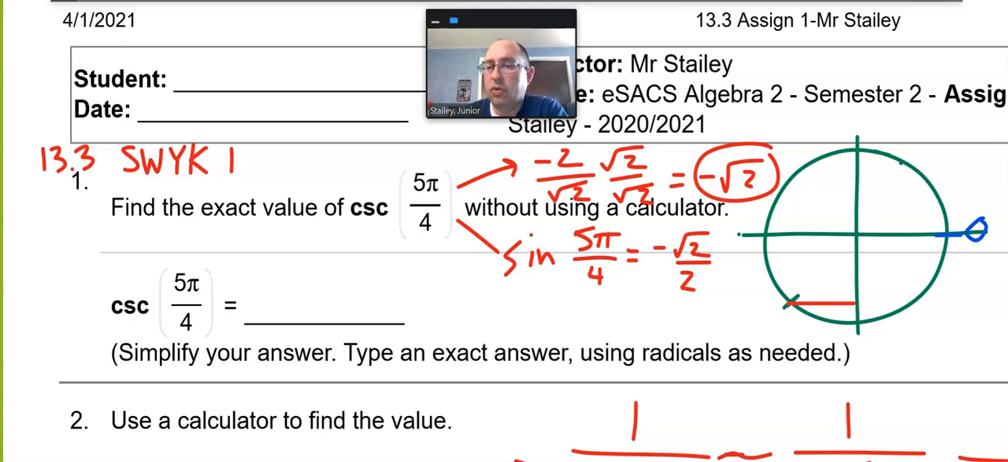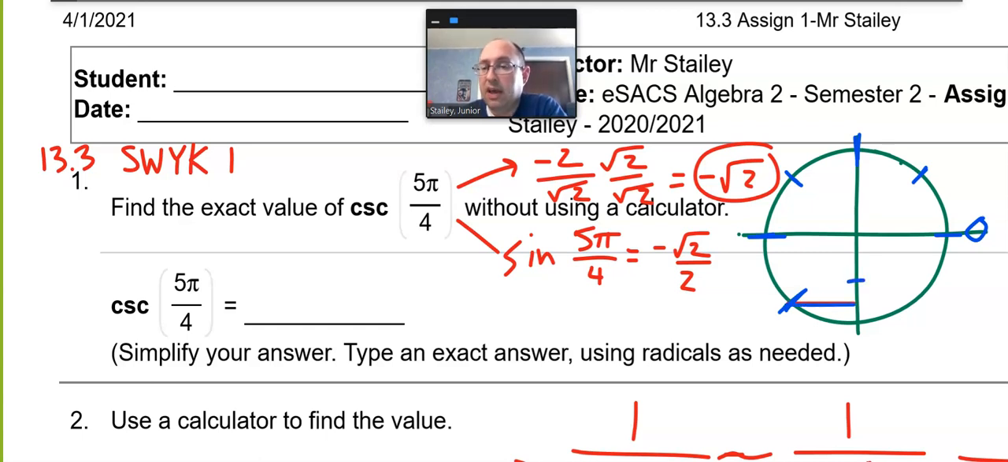Here's 0, 1 pi over 4, 2 pi over 4, 3 pi over 4. Remember, pi over 4 is 45 degrees, so I'm making 45 degree jumps. 4 pi over 4, 5 pi over 4. Okay, found it. And we want a y value.